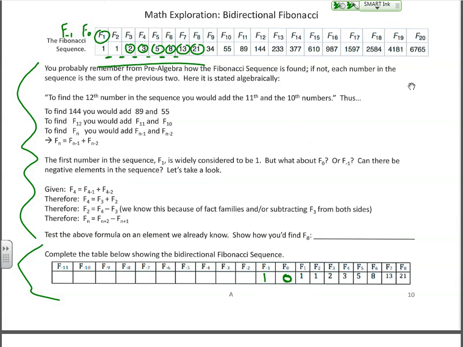F negative 2. What number would that have to be so that when we add 1 to it, we get 0? And if you're looking in equation terms, we're saying, make this our variable, x plus 1 equals 0 is essentially the equation that we're trying to solve here. Oh, well, negative 1 plus 1 equals 0. Okay.